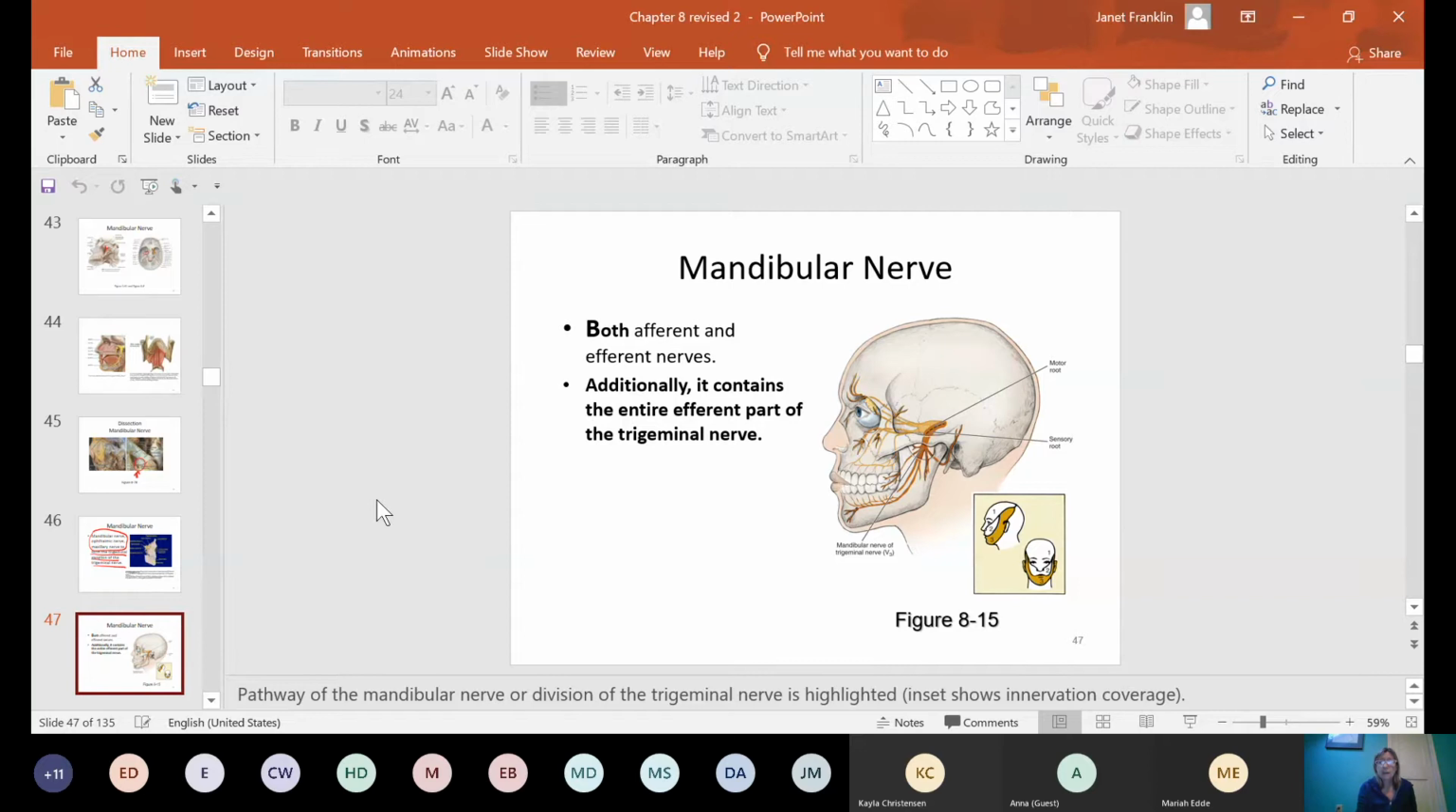If you look at this picture on slide 47 at the bottom right, it shows you the face divided into three divisions. Division 1, the ophthalmic division, is covered up in here. Division 2 is the maxillary division, the maxilla, and division 3 is this darker area from the mandibular division.